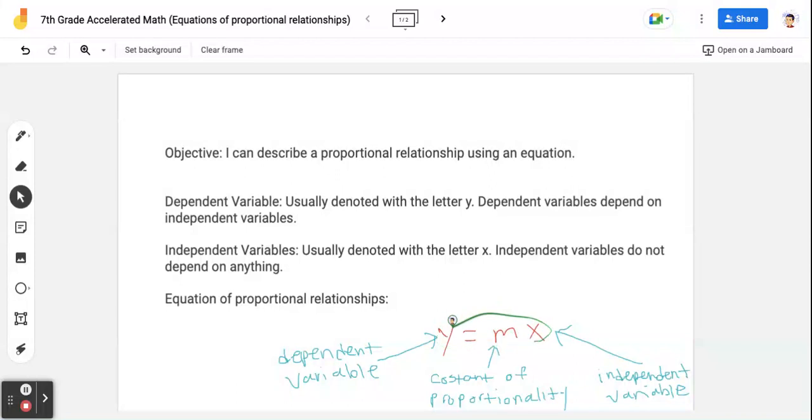We're also going to see it represented like this: y is equal to k times x. K stands for our constant of proportionality. I want to use m because m is what we're going to use in the future. M represents our constant of proportionality. It could represent a slope, a rate of change, a unit rate, all those different values. But either way, just know k and m could be used interchangeably.